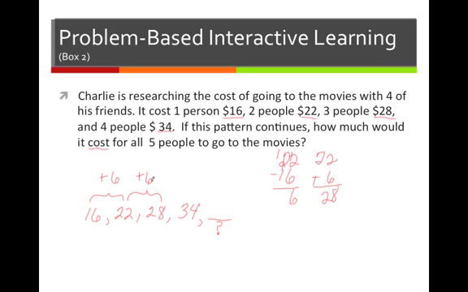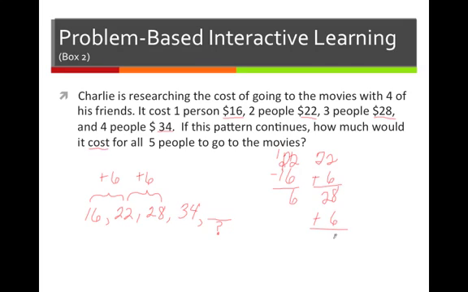Now I need to continue the pattern to check to make sure that the pattern does not change. Just because it is plus 6 in the first two does not mean it's plus 6 all the way across. So make sure that you continue the pattern all the way across. So I'm just going to add it down here. Plus 6.